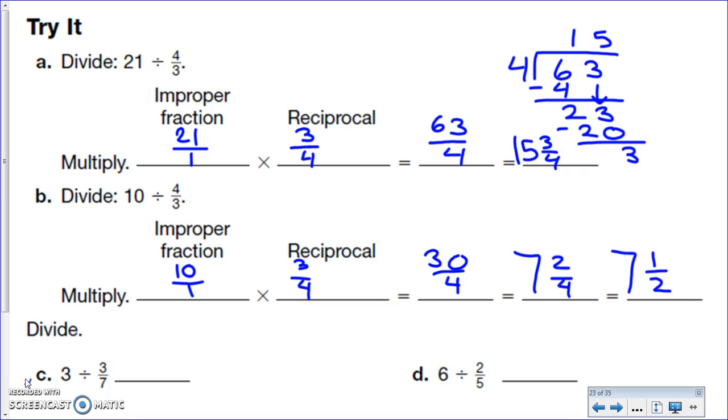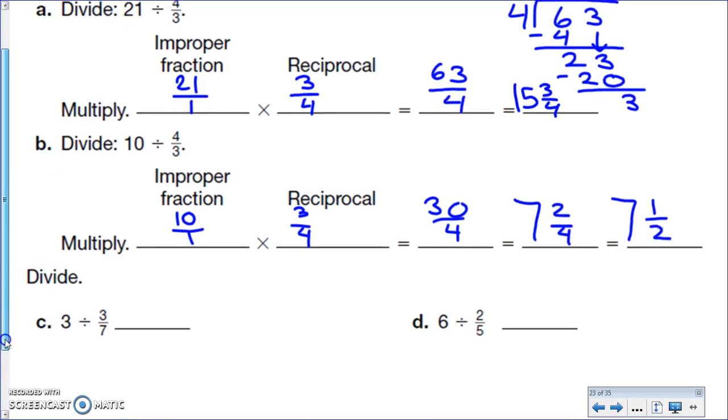And then we have to simplify the 2/4, so our final answer is 7 1/2.